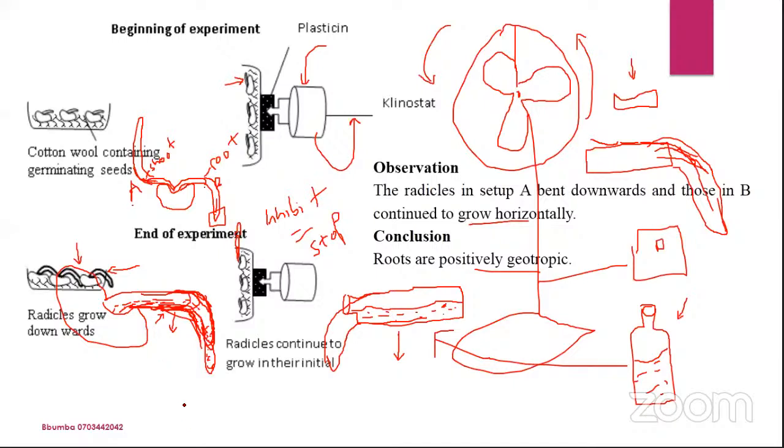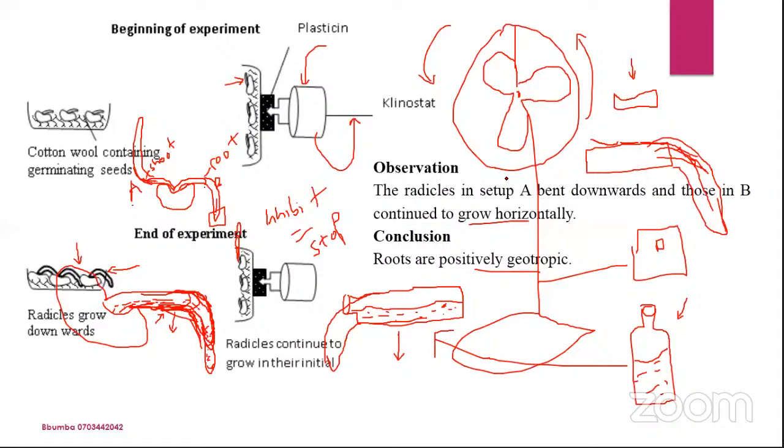Okay, let me get one or two. Yes, William. Yes, teacher. For me, I've understood everything, but I'm asking, is the whole process of the auxins making the radicle grow down what they call geotropism?